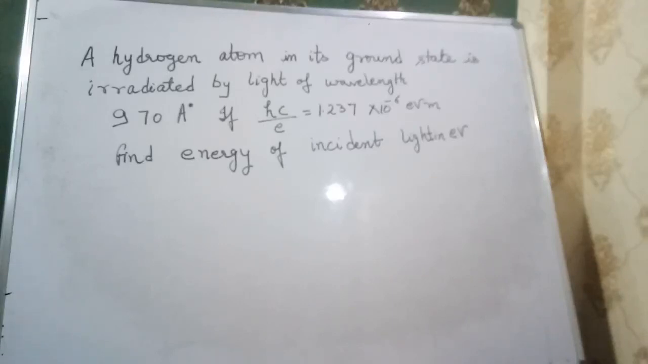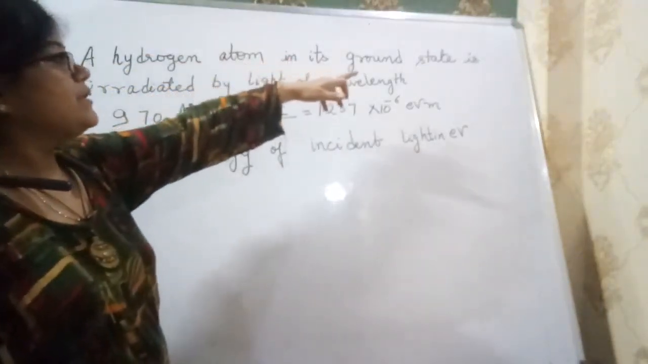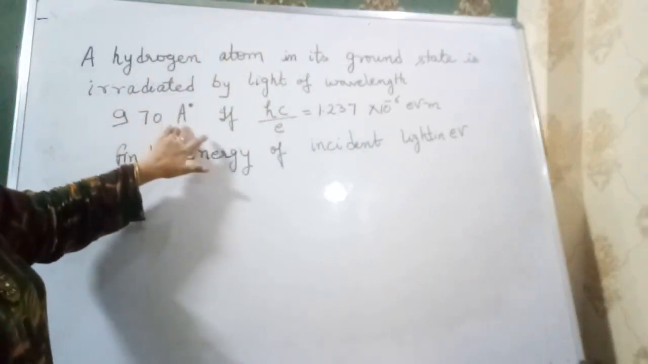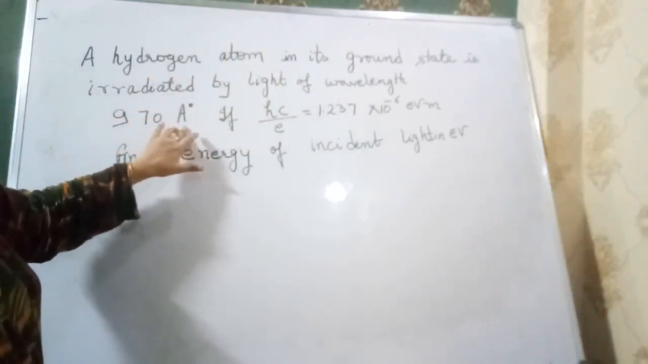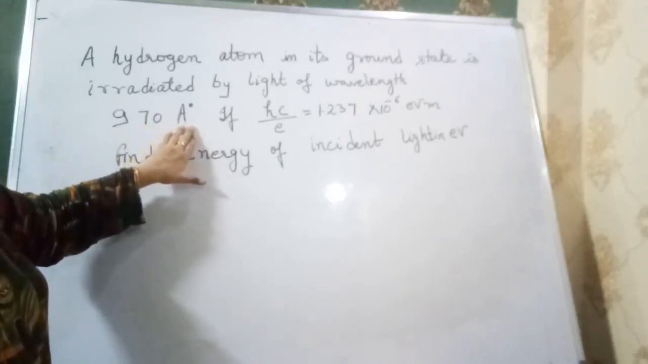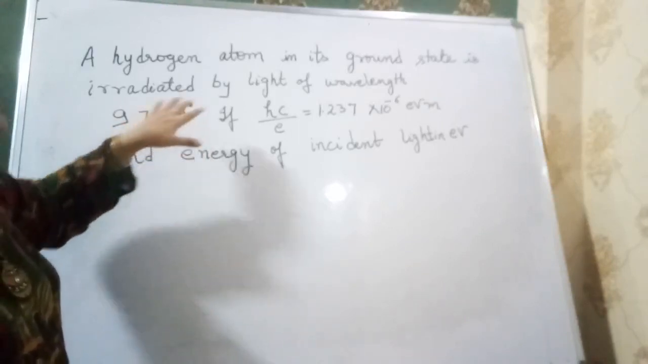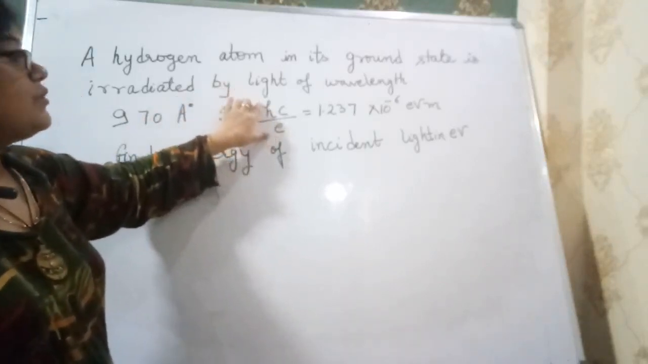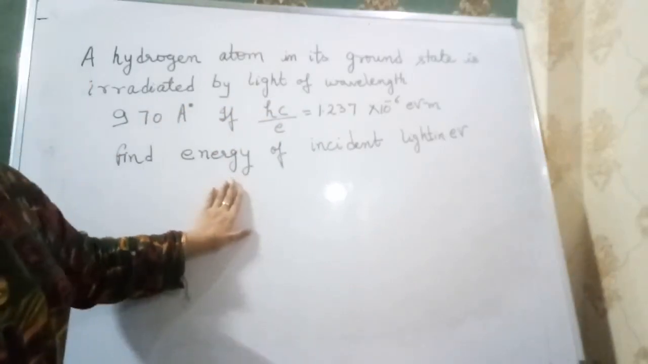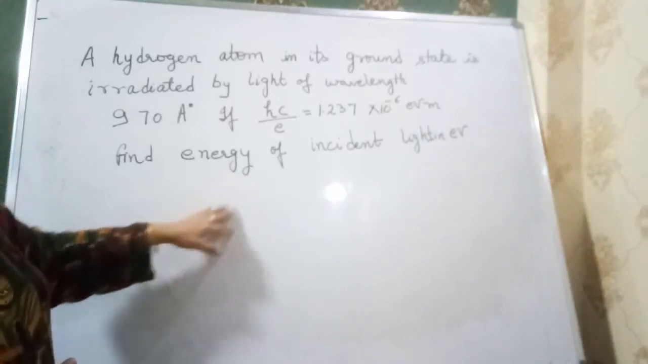Now there is another question in front of you. A hydrogen atom in its ground state is radiated by light of wavelength 970 angstrom. Then there is an atom, and the wavelength is 970 angstrom. If hc by e, that means in electron volt, is given, we have to find the energy of the incident light. That is, the light which is incident on the atom, what is the energy of that light?